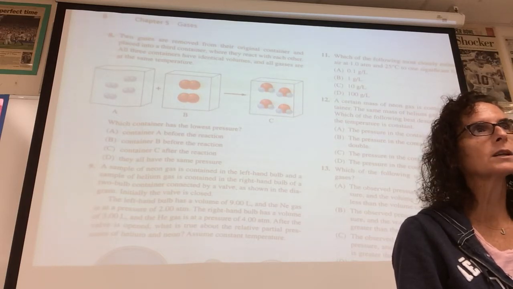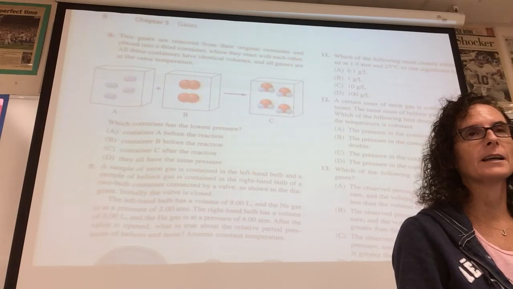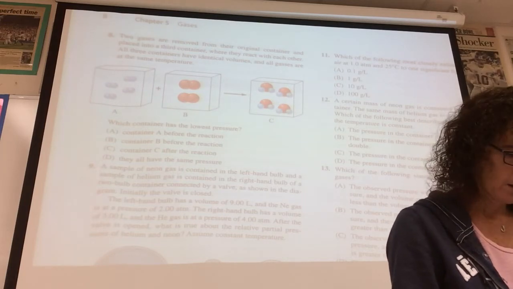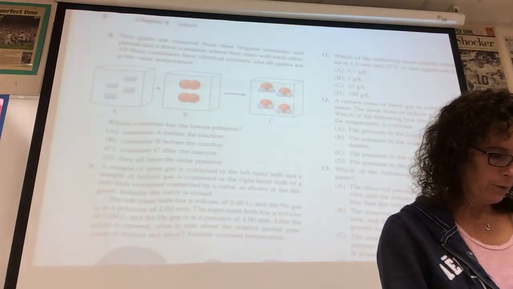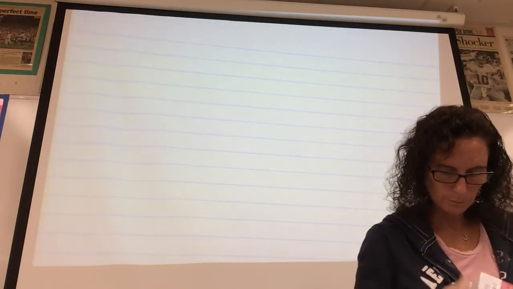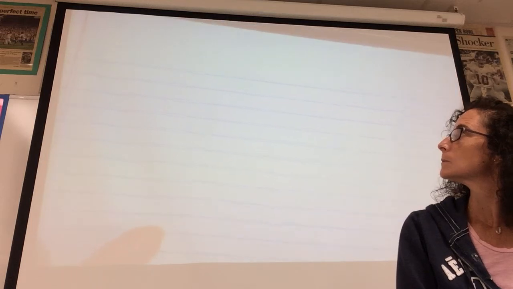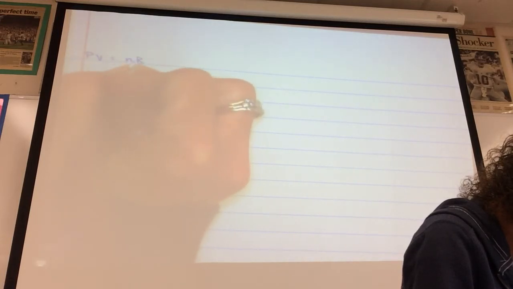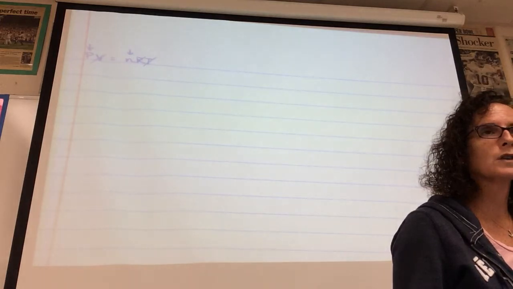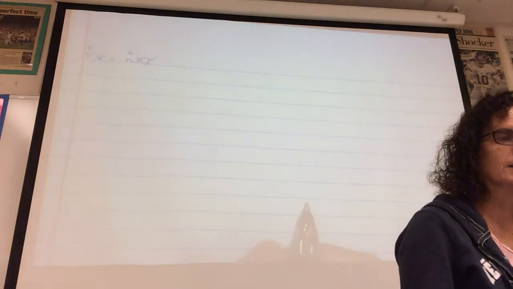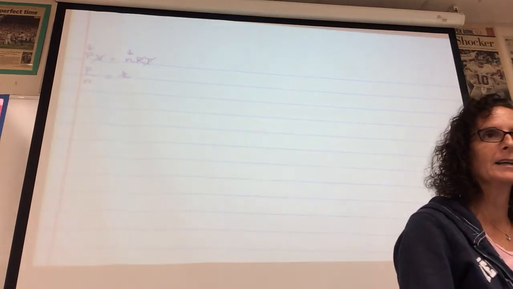Now with PV equals nRT, P and n are in the numerators on opposite sides of the equation. Are they directly related or inversely related? Inverse. Directly related. If you have PV equals nRT, and this is constant, and this is constant, pressure and moles are directly related. Because if you got them to the same side of the equation, you'd be dividing them.